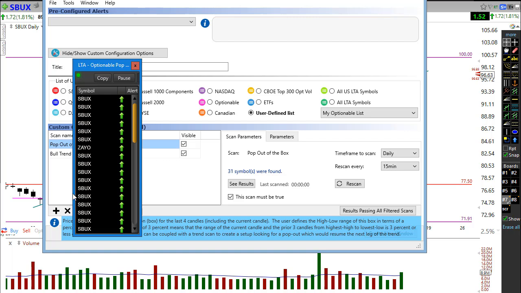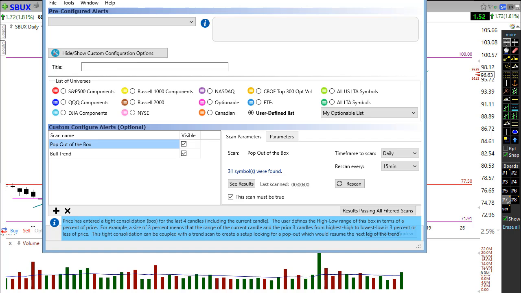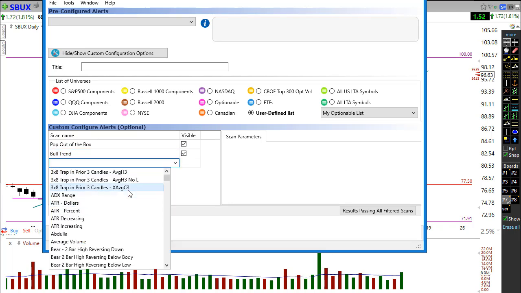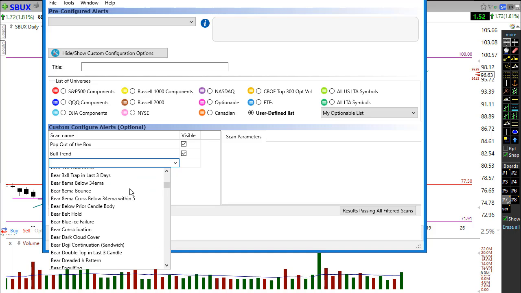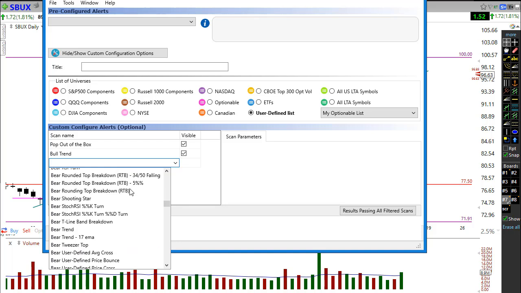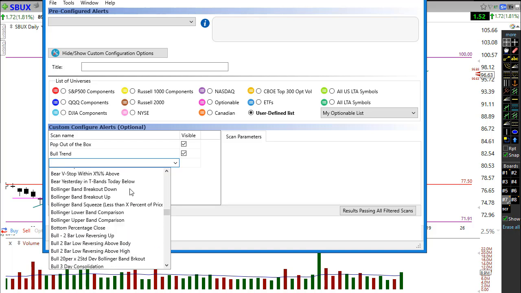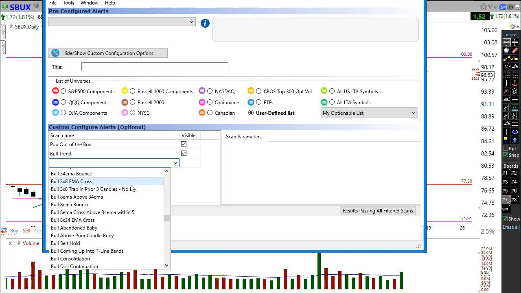Some of the scans available, well, there's tons of them. And how many scans are there now? I'm not really sure how many scans there are. There are a ton. And there's almost an unlimited number of combinations of scans. Here's a list of the scans that's already pre-built. And if you need something different, if you can explain it to Ed, if you can get him the details of what you're looking for, he can probably create a scan, custom build it so that you can have it.